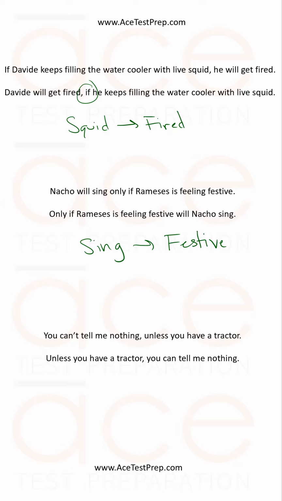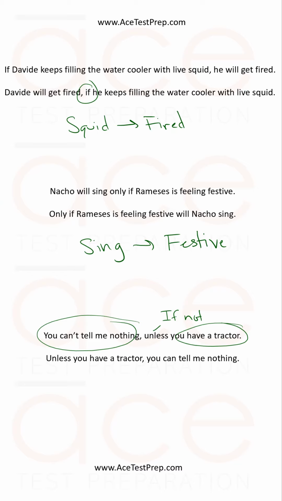Now in our third example, we have the phrase, you can't tell me nothing unless you have a tractor. And with unless, this one is a little bit tricky, but you can either translate unless as the phrase, if not, but most of the time I find it easiest to simply think about it this way. With the word unless, you can choose either of the two parts. So you could either choose have a tractor or can't tell me nothing. And whichever part you choose, you can simply negate that, meaning you switch it from positive to negative. So if it started negative, you turn it to positive, and if it's positive, you turn it to negative.